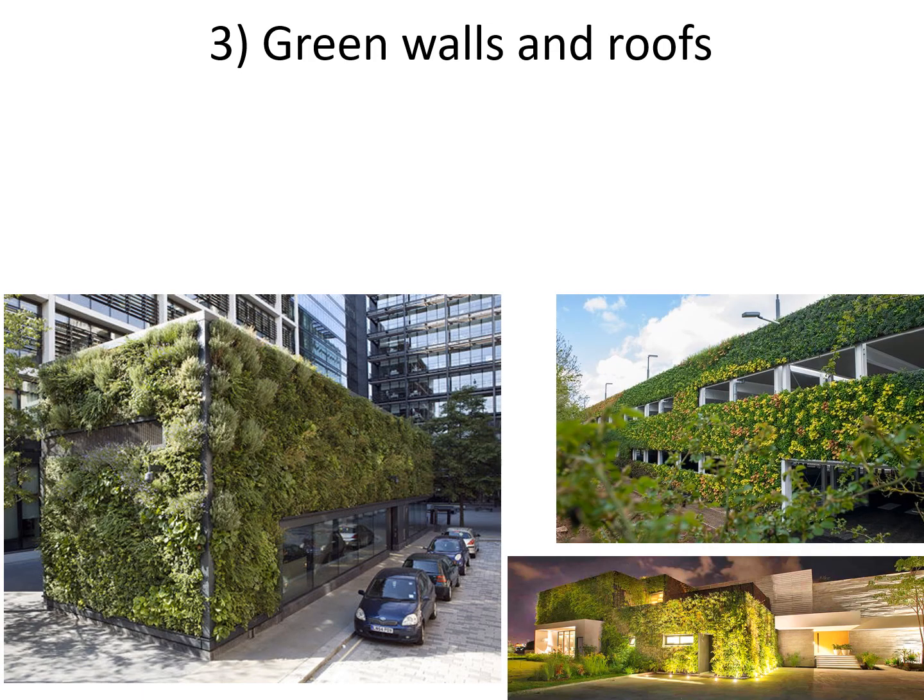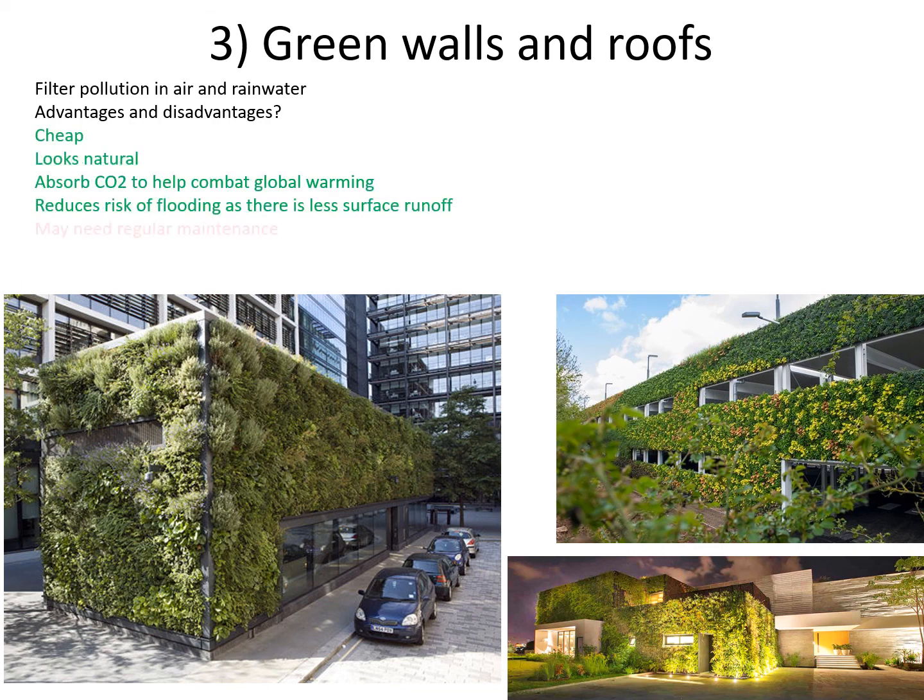Thirdly, we can build green walls and green roofs. So we can try and improve environmental quality that way. And again, rainwater will fall onto the roofs and the surfaces, and it will be filtered and purified. And we have the advantages and the disadvantages.